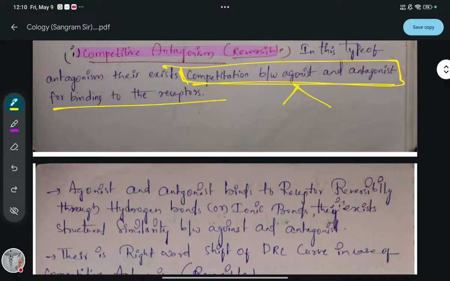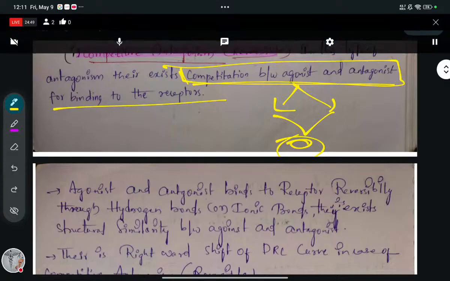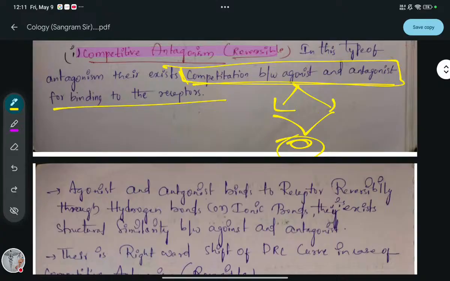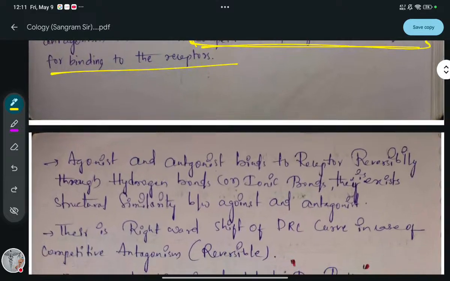Number two, if both of the drugs or both of the ligands want to bind to the same site of the receptor, in that case also competitive antagonism takes place. Like I will tell you, 10 males want to enter and 10 females also want to enter through the same door. Then what will happen? A congested situation will be there, yes or no? So in that case competition will increase. Who wants to go fast, who wants to enter fast? So this is simply competitive antagonism.